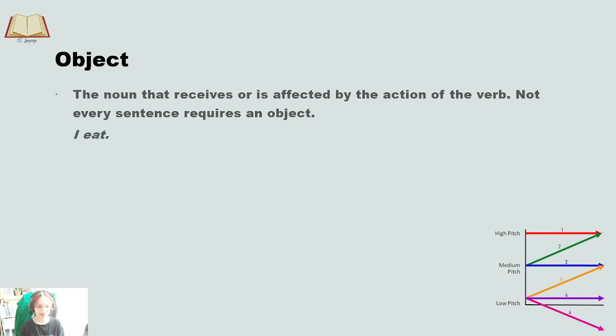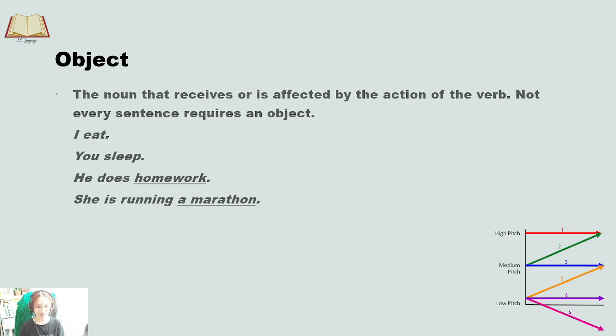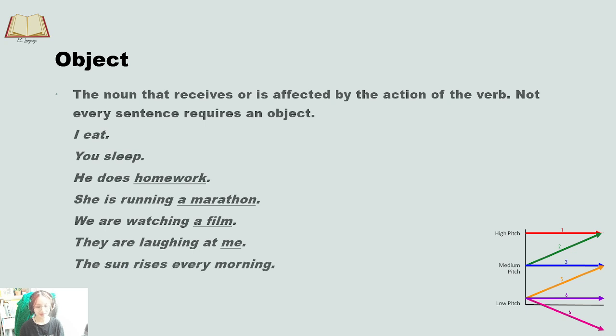I eat, there is no object. You sleep, there is no object. He does homework, homework is your object. She is running a marathon. We are watching a film. They are laughing at me. The sun rises every morning.